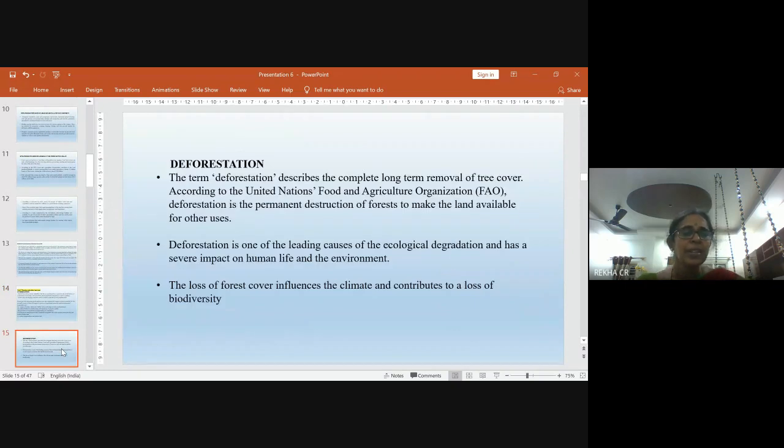So next one is deforestation. So the term deforestation describes the complete long-term removal of tree cover. According to United Nations Food and Agriculture Organization, just a minute.